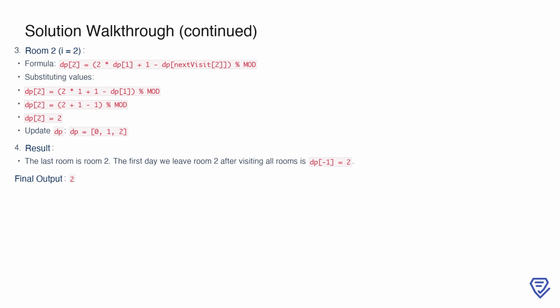For DP[2], this becomes (2 * DP[1] + 1 - DP[next_visit[2]]) % mod. Since DP[1] is 1 and DP[next_visit[2]] is 0, this simplifies to (2 * 1 + 1 - 0) % mod, which is 2. Updating the DP array, it becomes 0, 1, 2. Now, the last room is room 2, and the first day we leave room 2 after visiting all rooms is DP[-1], which equals 2. The output for this example is therefore 2.